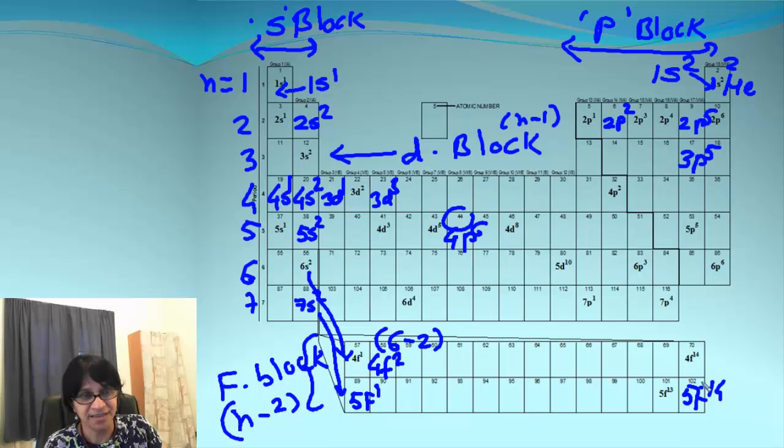Now I want to tell you one simple thing. Keep in mind, S orbital can only take 2 electrons. We only got 2 elements in S block. P has 3 orbitals, and each orbital can take 2, so we get 6 electrons. And look how many elements we got here. We got 6 elements. D has 10 and F has 14.